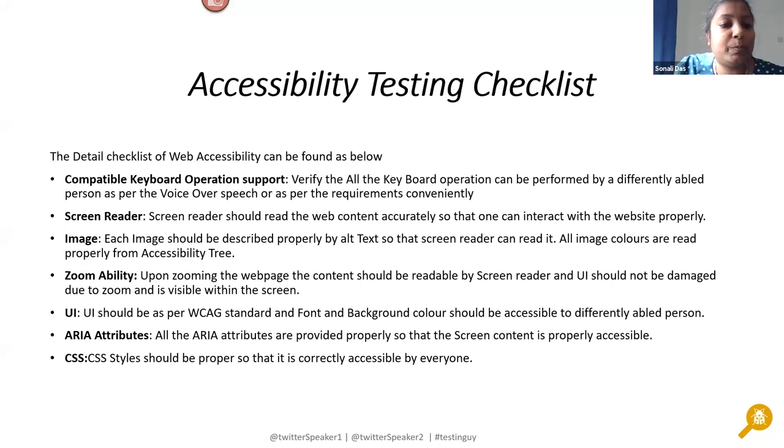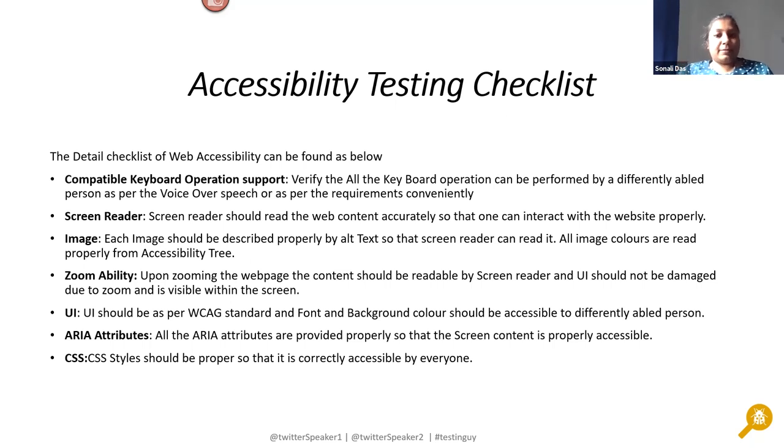Similarly, the UI should be as per the WCAG standard, and font and background color should be accessible to differently abled people. Some people have color blindness, so this should match the WCAG standard so that it is accessible to everyone. And ARIA attributes, like I said, have to be provided properly so that the screen content is accessible. CSS style should also be proper so that it is correctly accessible by everyone.